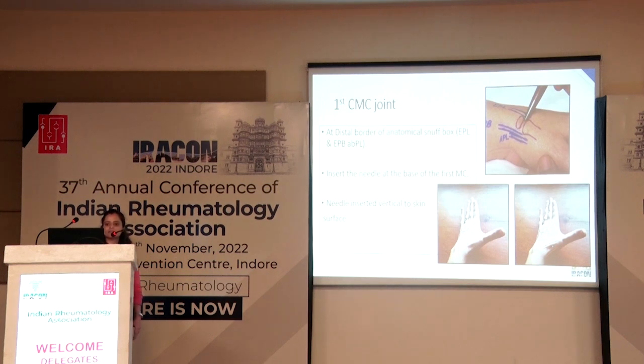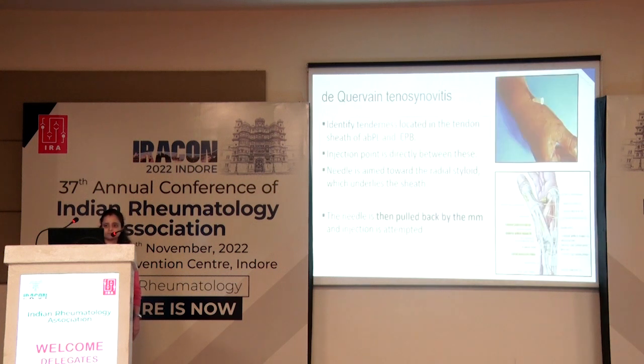Now the first CMC joint. In this joint, it is at the distal border of the anatomical snuff box, which has borders of EPL, extensor pollicis longus, on one side, with extensor pollicis brevis and abductor pollicis longus on the other side. So the needle is inserted at the base of the first MCP joint. The needle is inserted vertical to the skin surface.